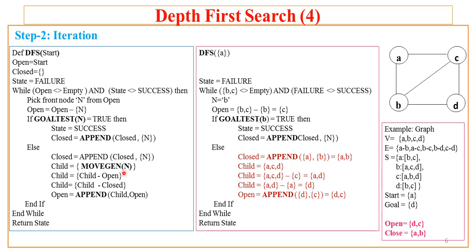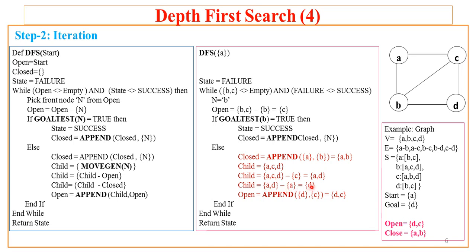Now whatever there is in the open, in open there is C, just see here, so that is removed. So what is left in child is A and D, and we will also try to remove whatever is in the closed as well, because it should not form a loop. So here in child there is A and D, so what is there in closed? In closed there is A, so A is removed from the child list.